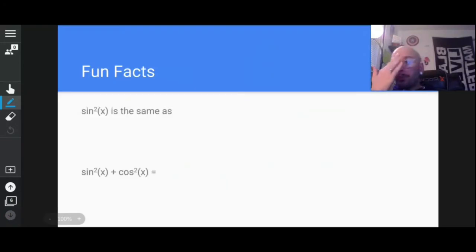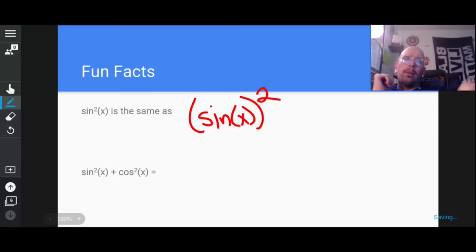Before we wrap this up, we're going to look at some key facts about these things. Sine squared x is the same as saying sine x squared. Sine x times sine x is denoted as sine squared x. So we're going to deal with that a lot. Same thing with cosine, same thing with tangent, same thing as the rest of them. There are going to be many times where I'm given sine squared x, and I'm going to have to remember, oh, sine squared x means something squared, and that something is sine. That'll probably be more likely to happen at the end of calculus, but there it is.